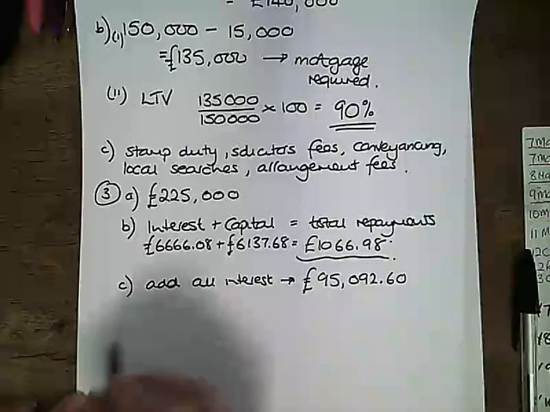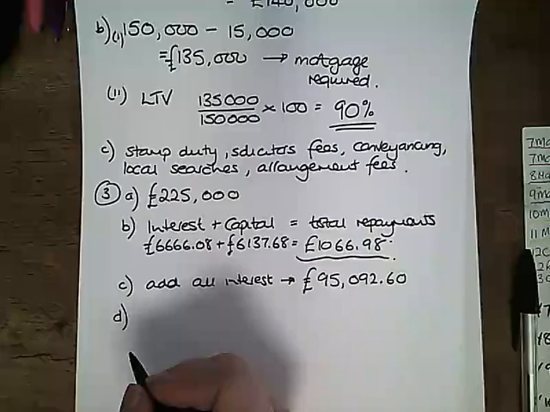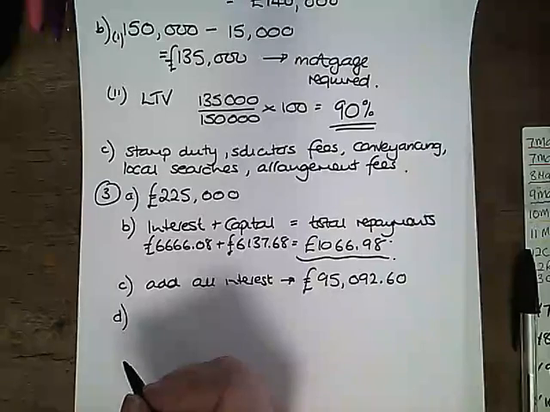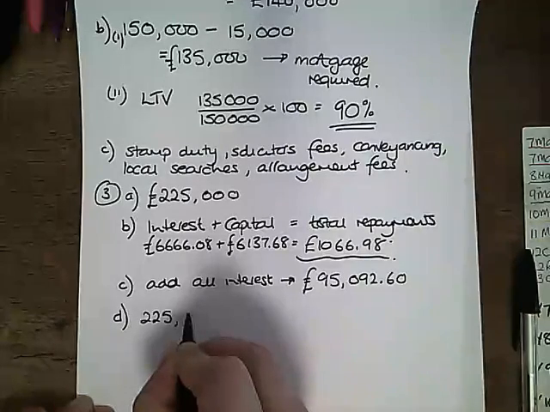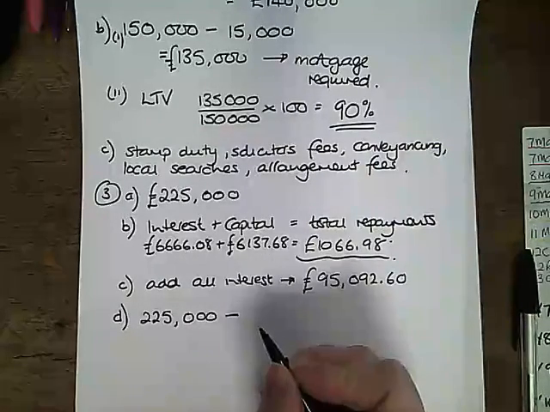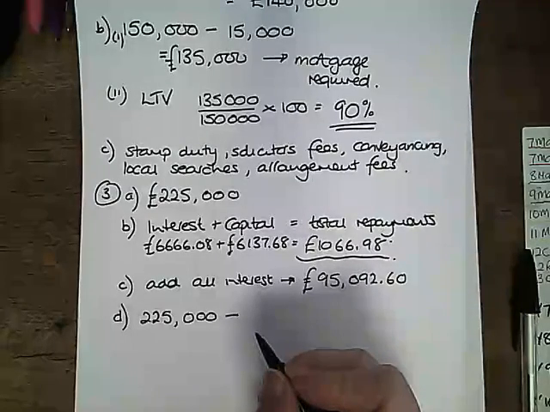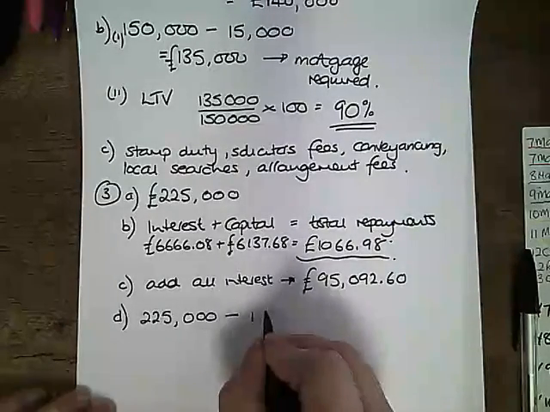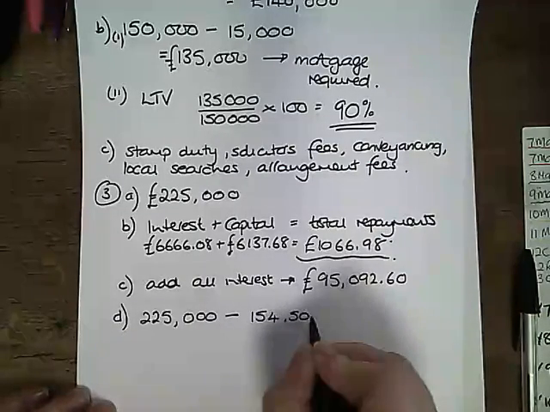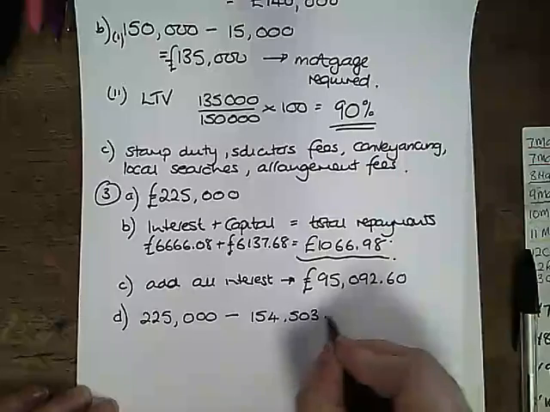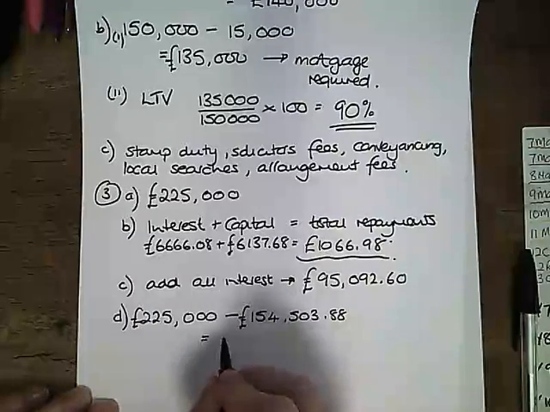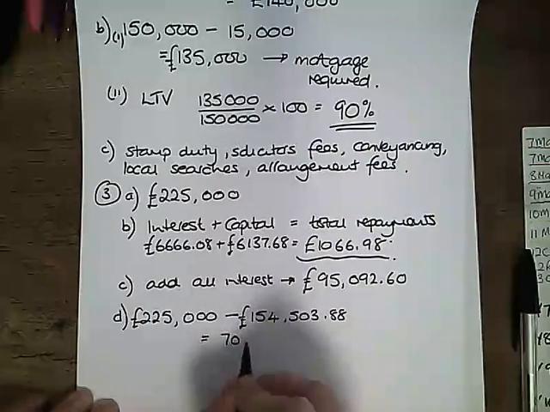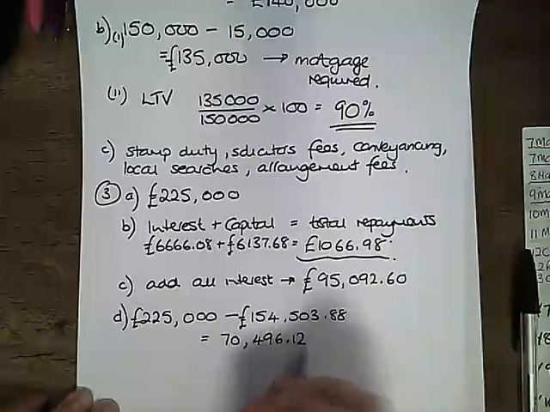Okay, so question D then is, how much of the loan does a buyer pay off in the first 10 years? So if we look at the first 10 years, she starts off owing £225,000, and at the beginning of the 11th year, she owes £154,503.88. So she started with that. She's now got a total of that. So she has paid off £70,496.12.